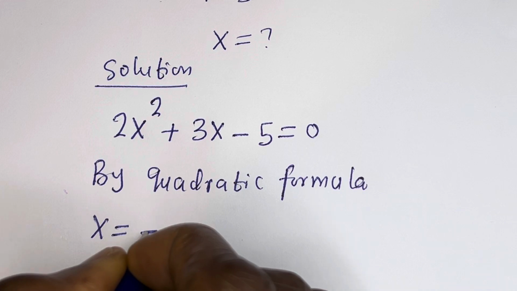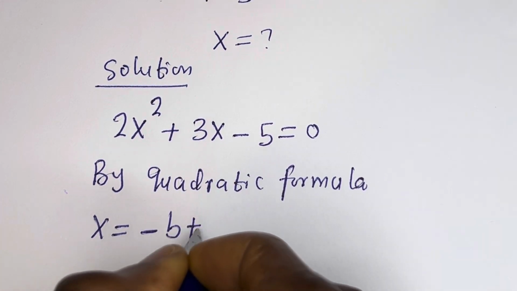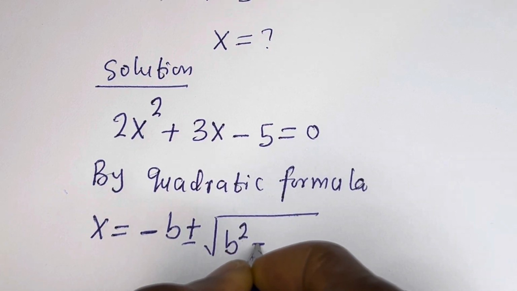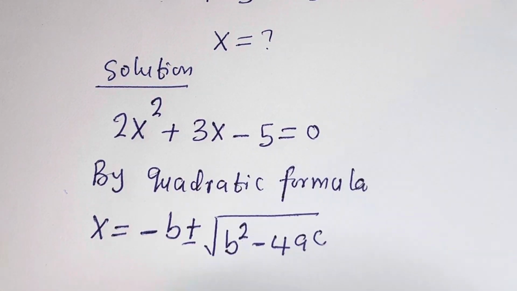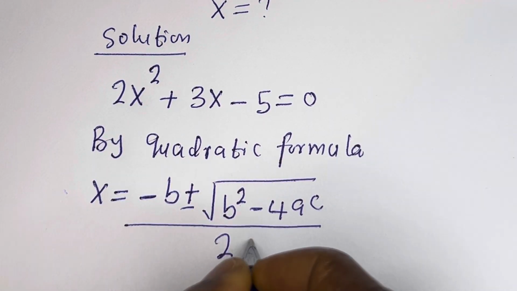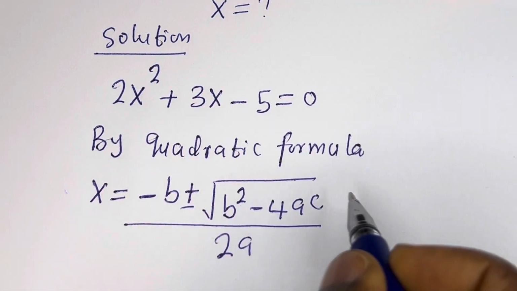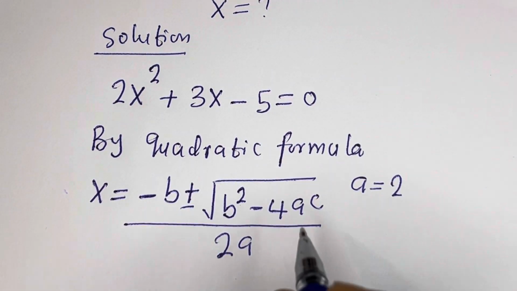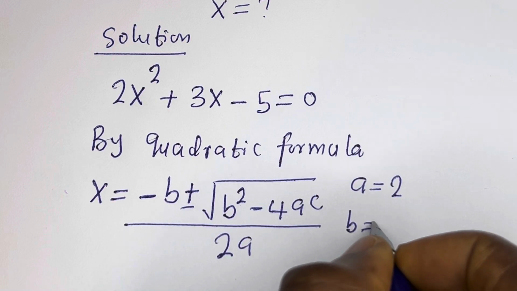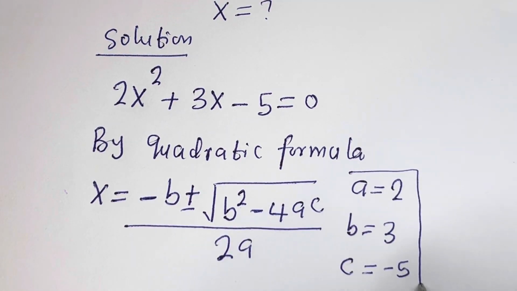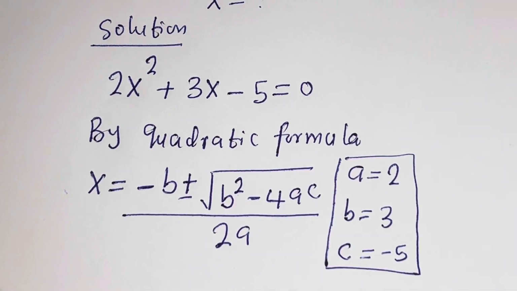s is equal to minus b plus or minus the square root of b squared minus 4ac, everything divided by 2a. And from this equation, a is equal to 2, b is equal to 3, and c is equal to minus 5. Let's substitute.